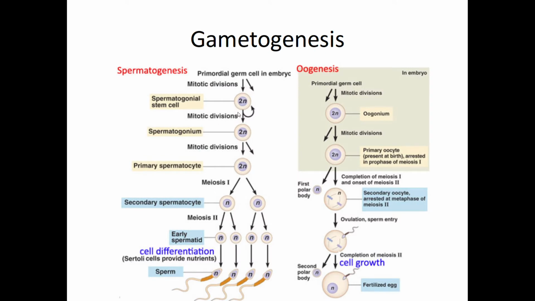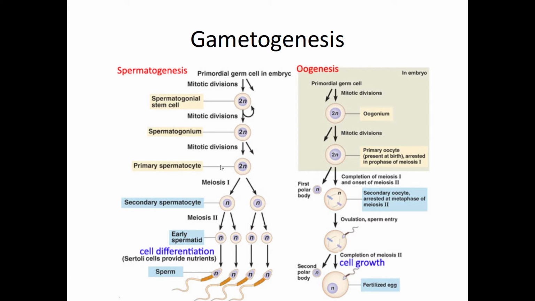For gametogenesis to start, we start from these primordial germ cells that then divide into these spermatogonial stem cells. And that's what we're looking at in an adult male, where we're looking at the start of this gametogenesis. From this spermatogonial stem cell, it'll divide and produce more stem cells, but it will also undergo a division to produce spermatogonium, which is then going to divide and start producing a primary spermatocyte.